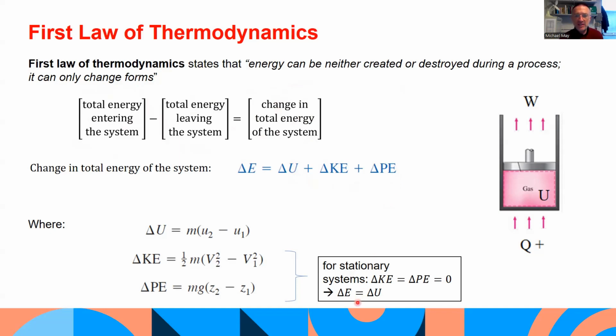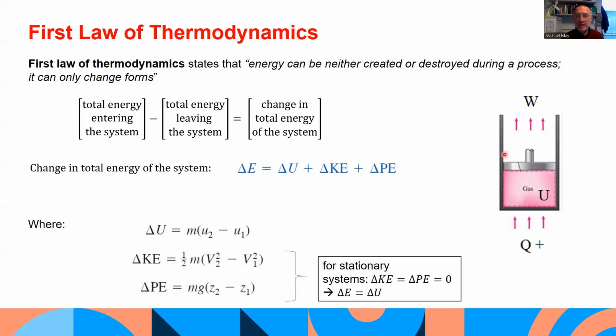For most stationary systems, the change in kinetic energy and the change in potential energy is minimal, negligible, or doesn't exist. So for most cases, we can neglect the kinetic energy and the potential energy of a simple system. The piston's not moving fast enough, or there's no significant height difference.